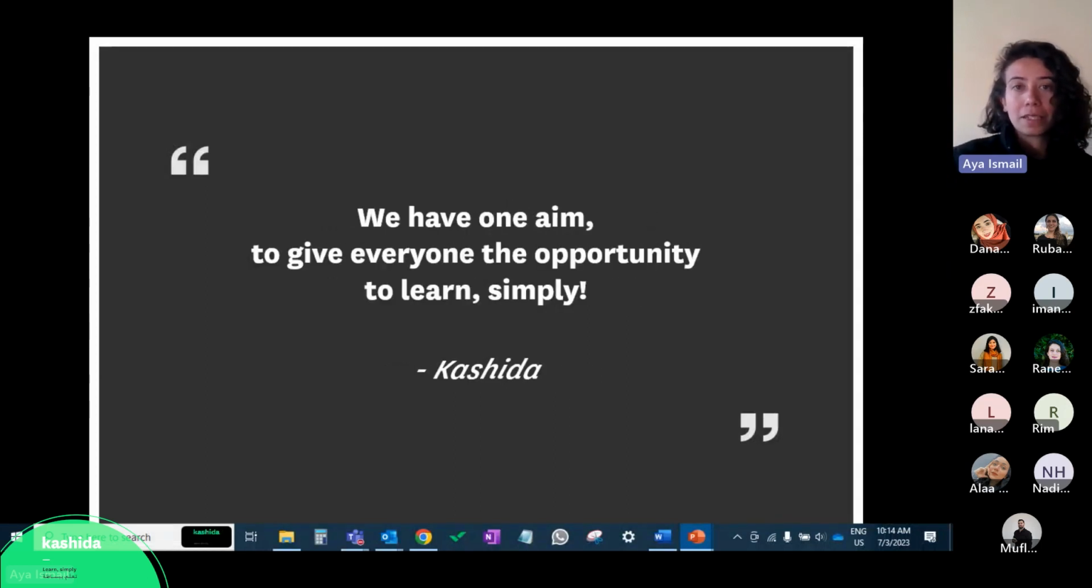Who don't need additional consideration for their abilities. At Kashida, we have one aim, which is to give everyone the opportunity to learn simply. I mentioned this in the beginning. This is our vision. So when we say everyone, we cannot exclude those who have particular abilities or disabilities. So that's why we are very keen on making our programs accessible.